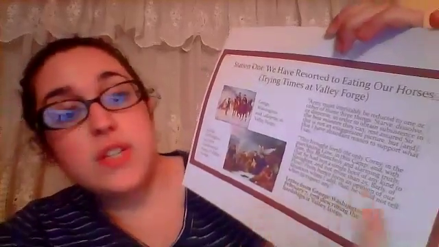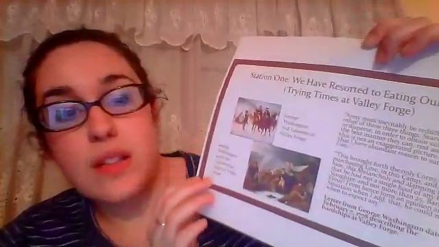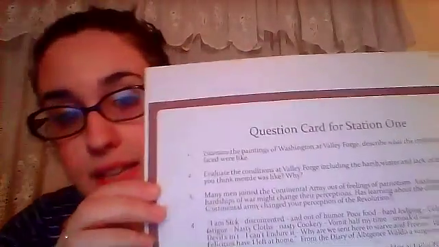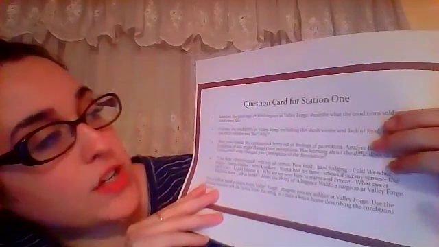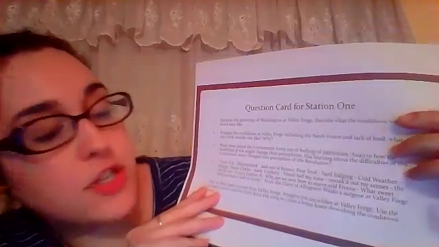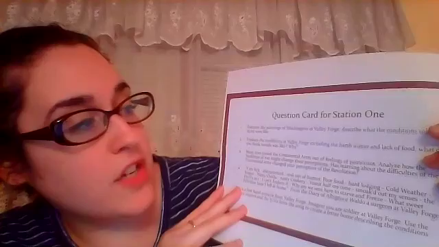So students would either read the sources or look at the pictures and then answer one of several questions. So for instance, this would be the question card for Station 1, which is: examine the paintings of Washington at Valley Forge, describe what the conditions soldiers faced were like, or evaluate the conditions at Valley Forge, including harsh winters and lack of food. What do you think the morale was like and why?